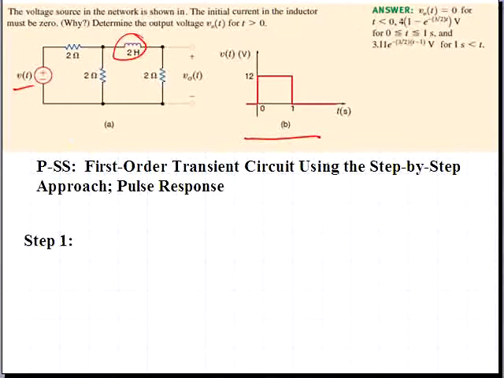Our problem-solving strategy will be the solution of a first-order transient circuit using the step-by-step approach. In order to identify the time periods we're working on, we're going to call the interval from 0 to 1 second interval 1, and for times greater than 1 second we'll refer to that as interval 2. So in the first interval, this is the period 0 less than t less than 1 second.